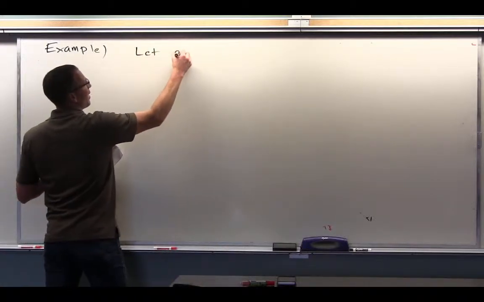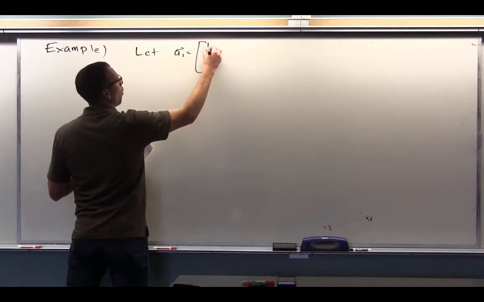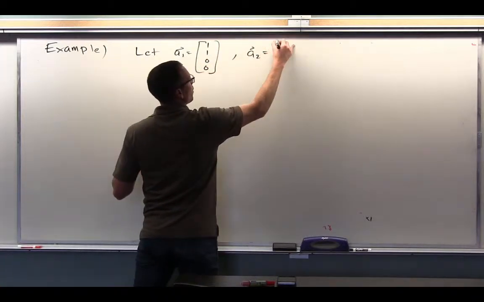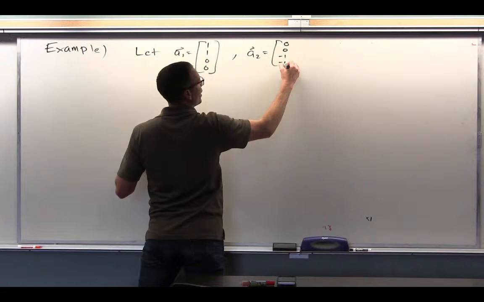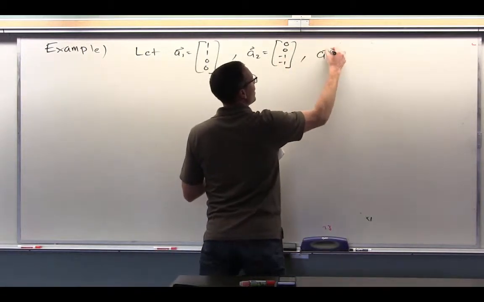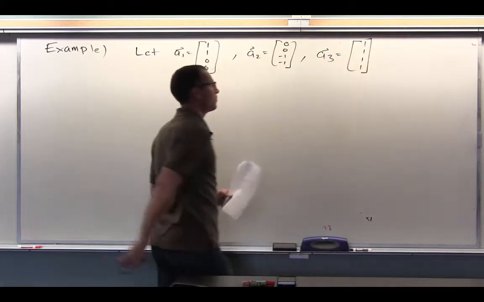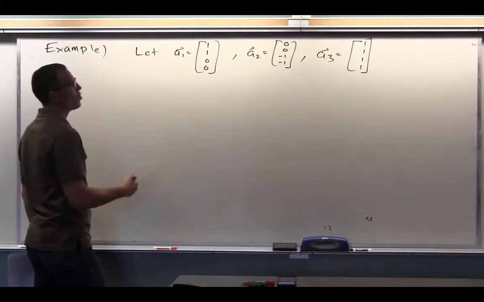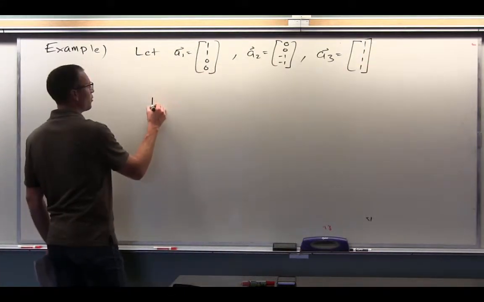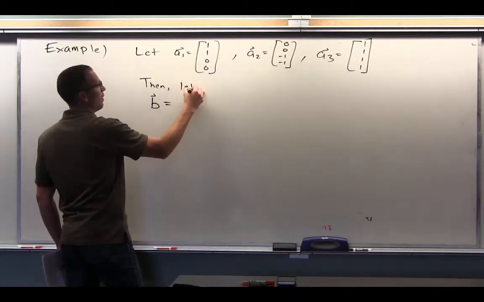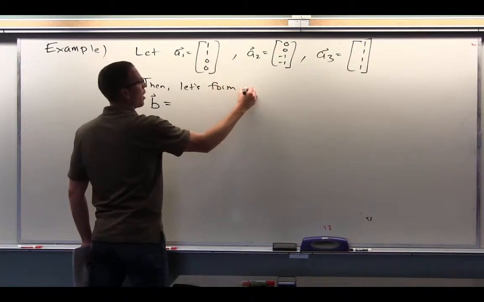So let's go ahead and let A1 be equal to 1, 1, 0, 0. And we'll let A2 be equal to 0, 0, negative 1, negative 1. And we'll let A3 be equal to 1, 1, 1, 1. I would like to take a linear combination of those three vectors to form a new vector B. Then, let's form a linear combination.